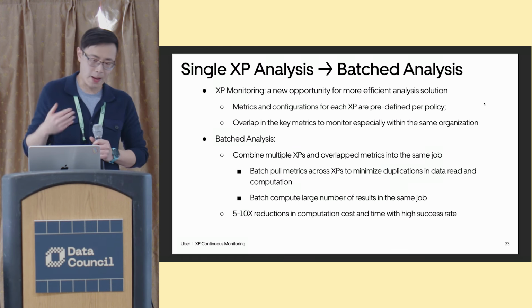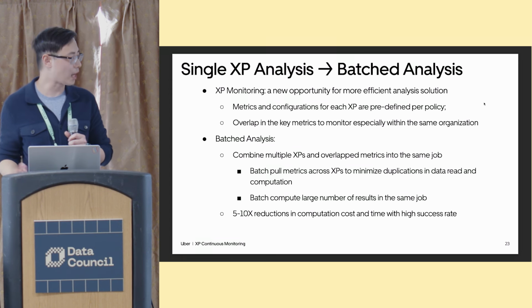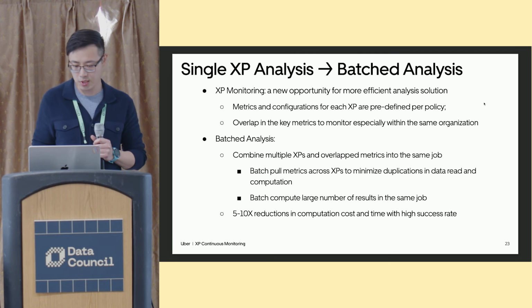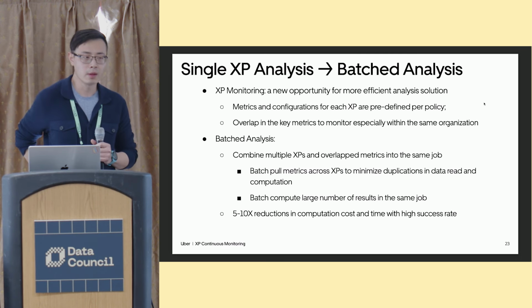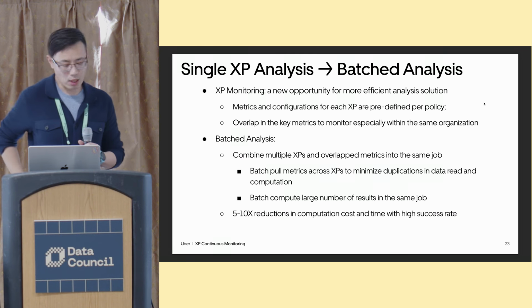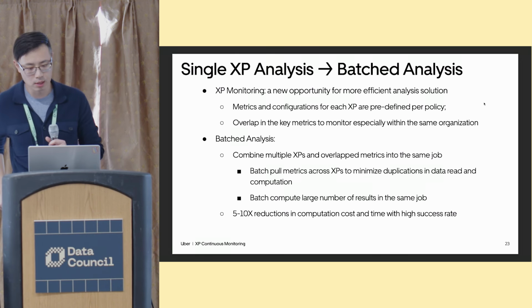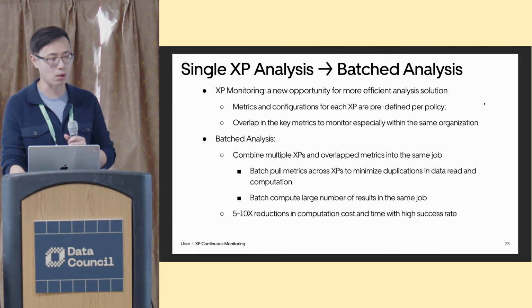So we built the batch analysis solution where we can combine multiple XPs and overlapping metrics into one job, so we only pull the common data once, and also we can batch compute a large number of results in the same job. With this approach, we constantly see at least a 5 to 10 times reduction in computation cost and time, while we still maintain a very high success rate for our monitoring analysis.